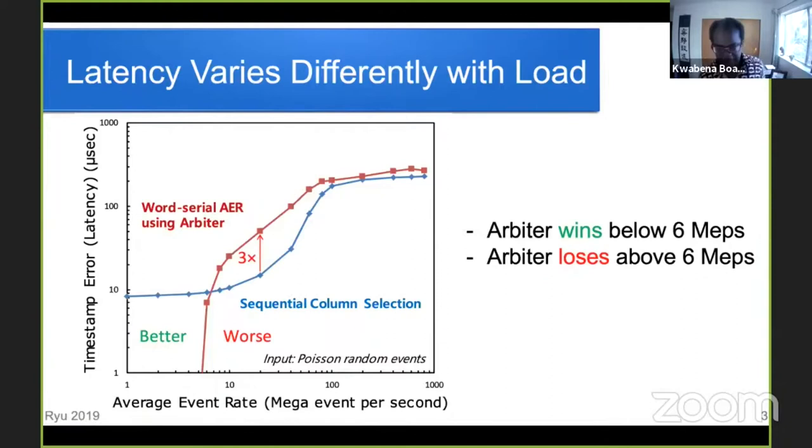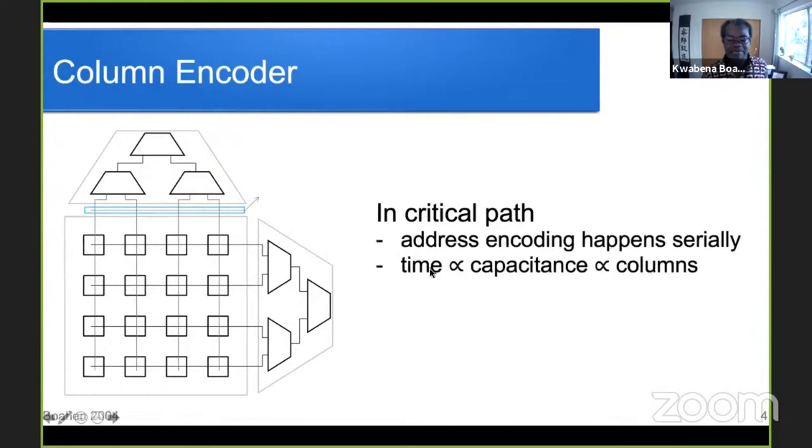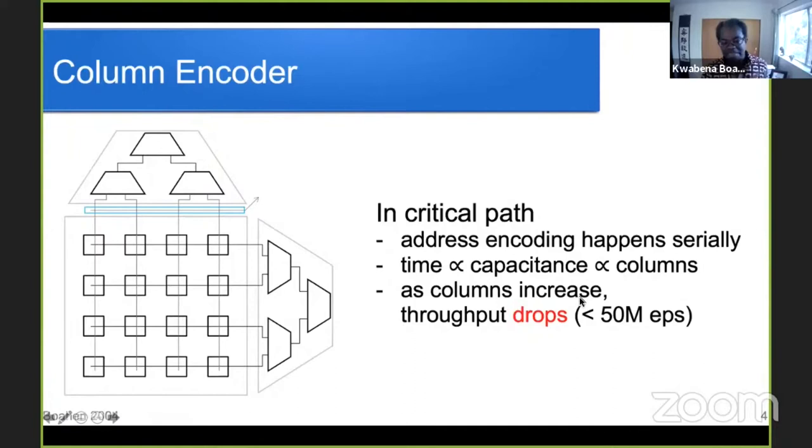Just to point out, the other thing that's also affecting performance here is generating the column address. This is actually in the critical path, because we are doing arbitration, then selecting a column, and then putting out the address of that column. As the number of columns gets higher with higher resolution, we are driving more capacitance and that process slows. So this design hasn't been able to exceed something like 50 million events per second.